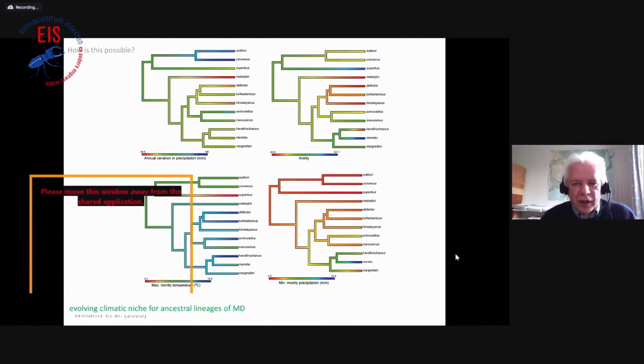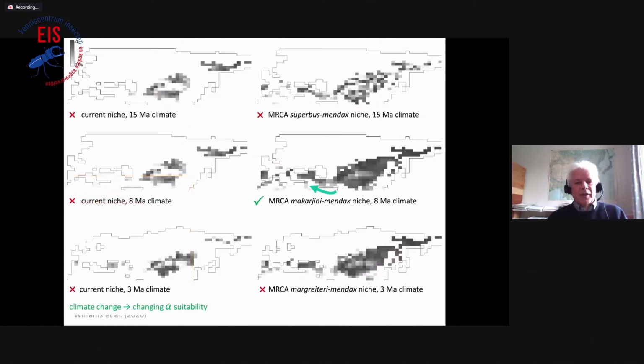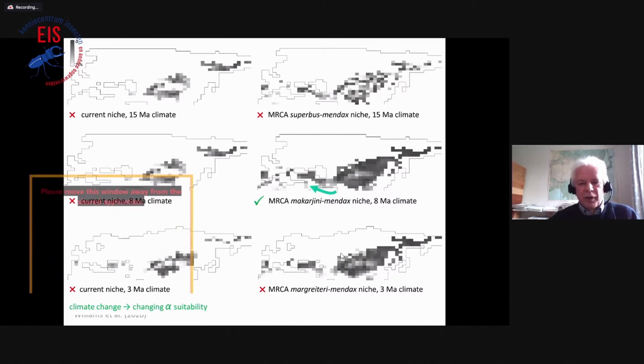Well, what we can do is we can try and look at the evolution of the climatic niches of these species through time. And you simply plot the climatic niches of the extant species and model them back along the tree to see what the climatic niches of the ancestral species are likely to have been. At the same time, we can look at modeling past climates, and what I have here is 3 time slices, one at 3 million years, one at 8 million years, and one at 15 million years. And by combining the climatic niche of the bees with the changing climates, we can map the expected suitability of different areas at different times in the past.